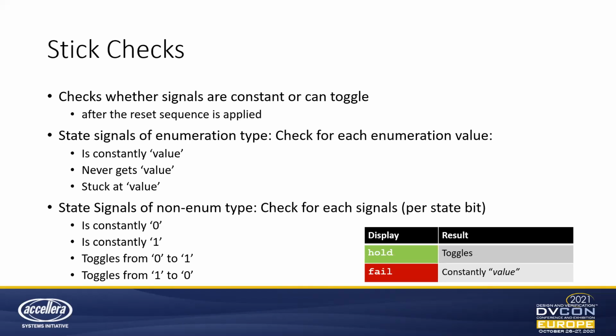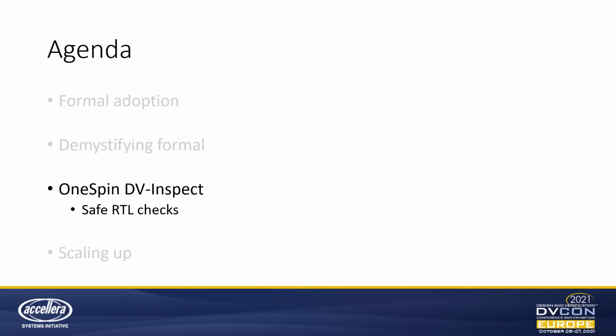You can see here that for enumeration type, you have a check that is constant value, never gets to value, and stuck at value. And for non-enumerated type, we have checks for constant 0, 1, and then the toggle from 0 to 1, 1 to 0. Such a check fails if at least one of these checks is failing, and the results are also visible. So you get the same results as in the case of the code, a hold and a fail. So these are the stuck checks.